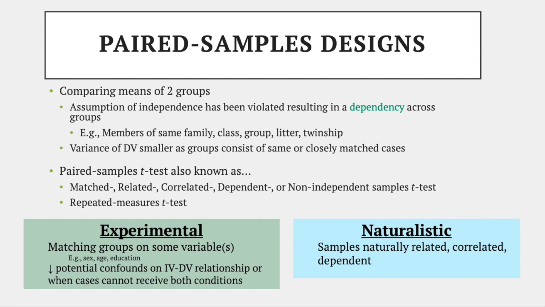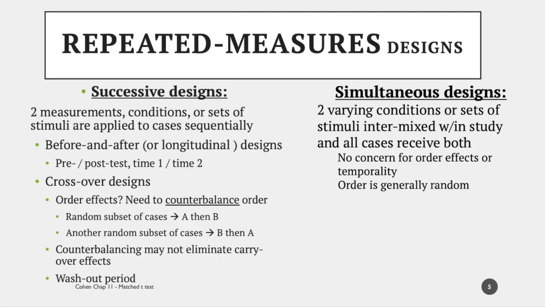So when you think about the paired samples t-test, there's multiple ways that this can happen. It can be through experimental design, where you actually match people or decide to test people pre to post, or in different settings, the same people. Matching helps when you can't provide both conditions or both time points to everybody. There's also the naturalistic, and this is just when the samples are naturally connected, correlated, or dependent on each other in some way, like spouses.